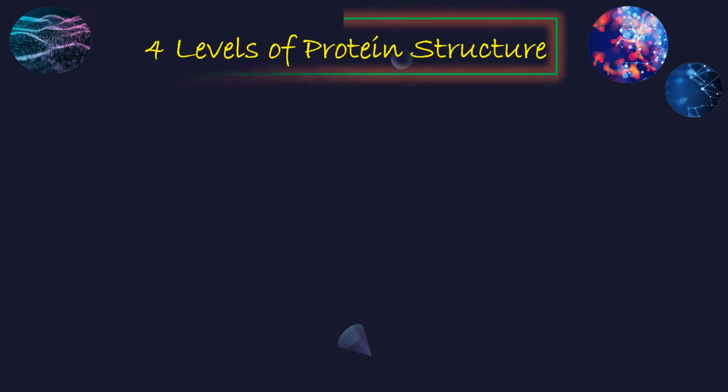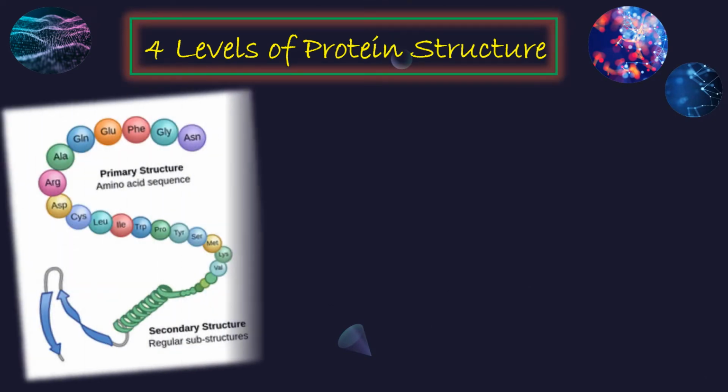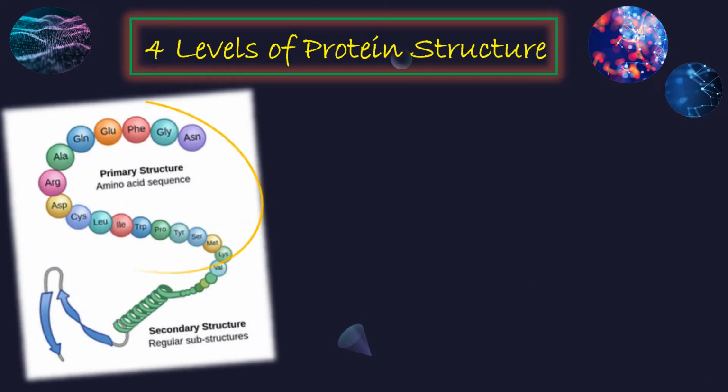There are 4 levels of protein structure. The first level is the primary structure. It is simply the sequence of amino acids joined together by peptide bonds. The second level is the secondary structure. This is the shape that the protein chain starts to fold into when there is an interaction of hydrogen bonds between the C and N terminus.